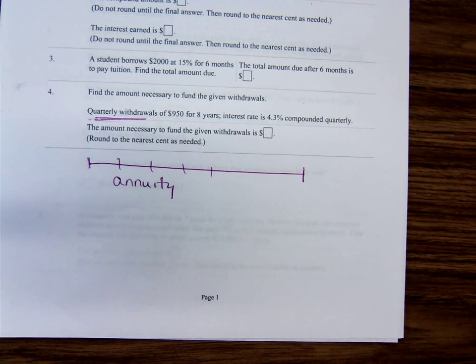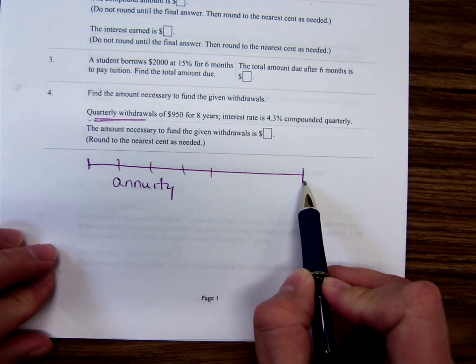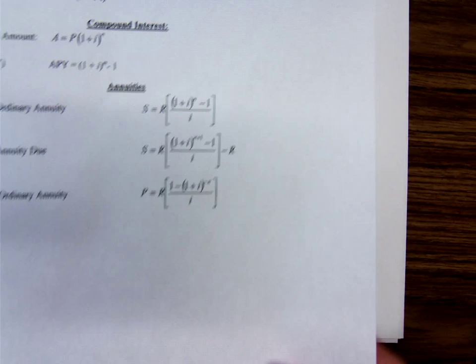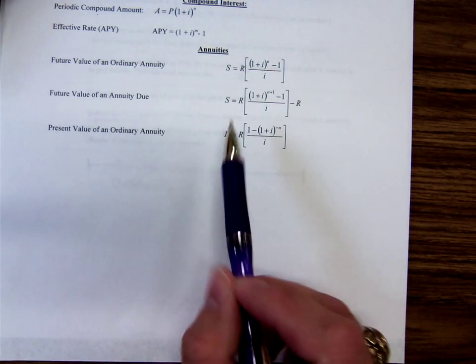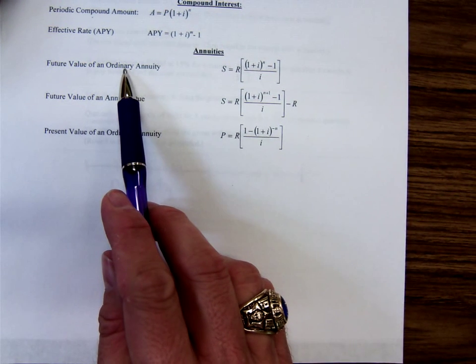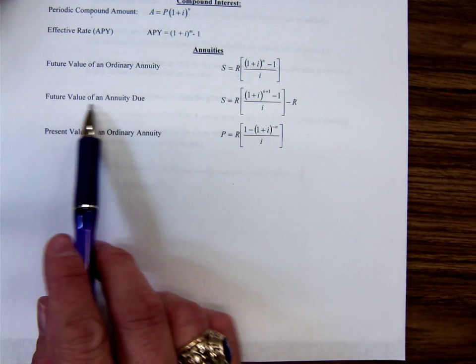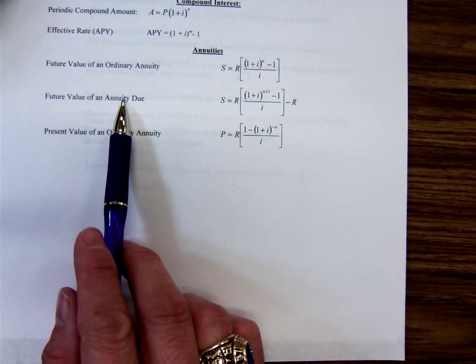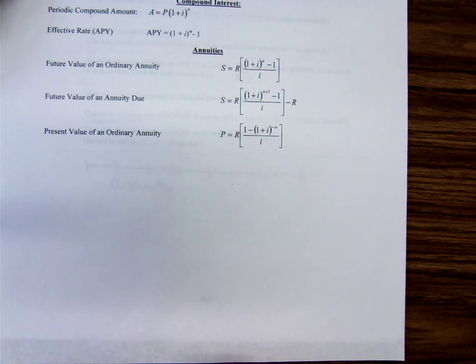So are we talking about the present value or the future value? Here are our 3 annuity formulas that might pop up: future value of an ordinary annuity. Ordinary annuities are where the payments are at the end of the period. That's how most of the annuities are. Future value of an annuity due, and the present value of an ordinary annuity. I'm not making you use the present value of an annuity due formula.